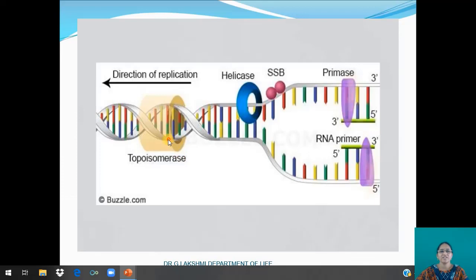Topoisomerases unwind the supercoils, helicase separates the strands, and the two strands are bound by single strand binding proteins. On the template having the polarity of 3' to 5', the synthesis starts in the 5' to 3' direction by the DNA primase enzyme. Coming to the other strand, the template available is 5' to 3'. So this is the discontinuously synthesized strand, where these primers are synthesized. The synthesis of the primer here is in the 5' to 3' direction on the opposite complementary strand.